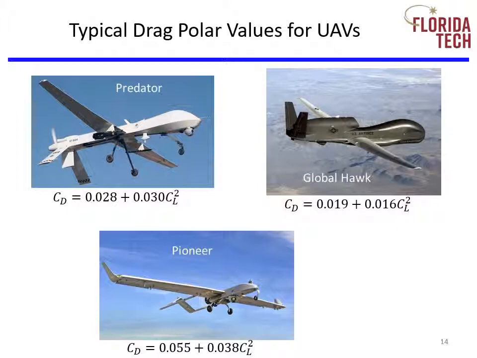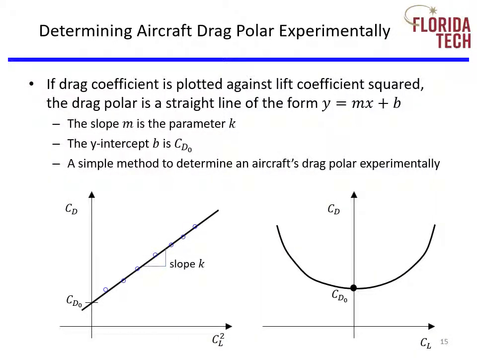Here's some typical values for UAVs. To find K from experimental data, simply plot CD versus CL squared. Then draw a straight line through the data. The y-intercept will be CD naught, and K will be the slope of the line.